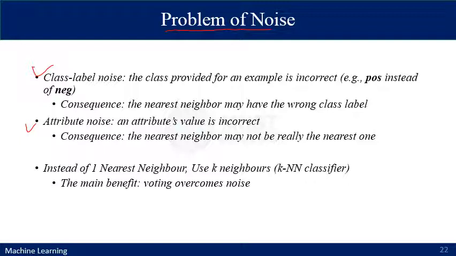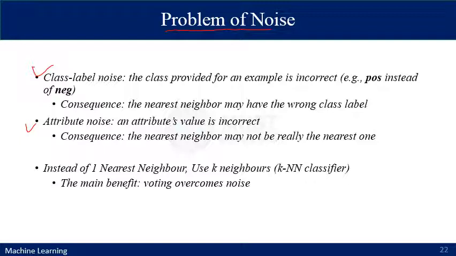The second kind of noise problem is attribute noise, where an attribute's value is incorrect. Therefore, the nearest neighbor may not be really the nearest one. For example, there may be some hindrance or occlusion so that your cat image is not correctly readable, and it may be close to a wrongly classified example. Therefore, you may classify the cat as another animal.